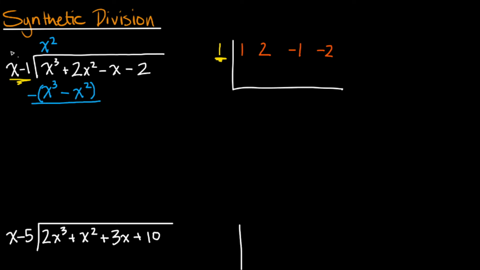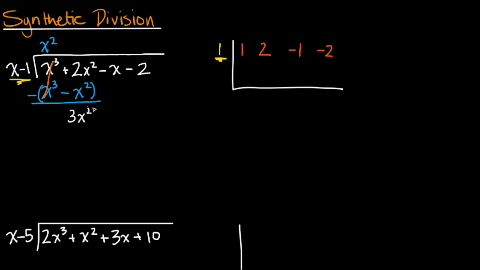And then we see that the two terms, x cubed and x cubed, cancel out because the negative distributes, and then of course we're left with 2x squared plus x squared because the minus distributes, and that leaves us with 3x squared.